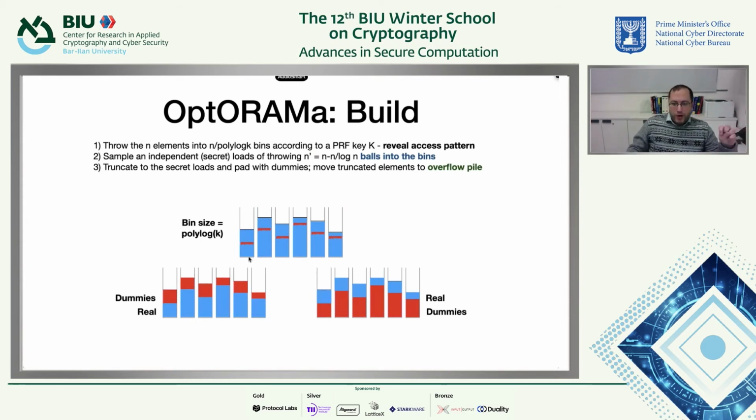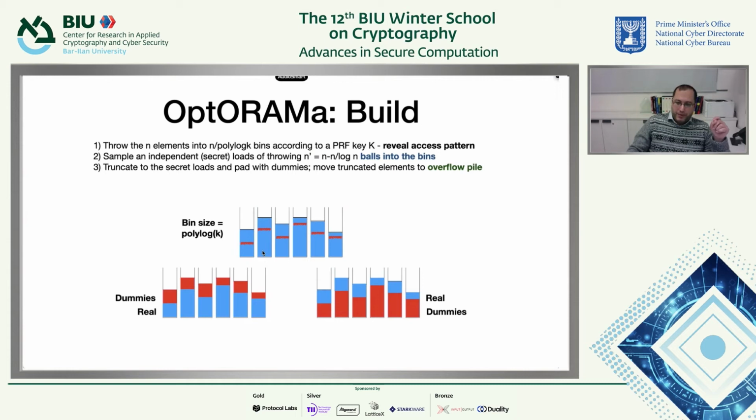One copy, I'm going to copy secretly up to the secret threshold on the left, and take all the real elements. And above the threshold, I'm going to continue with dummies. And on the right-hand side, I'm going to do exactly the opposite. I'm going to copy until the threshold with dummies, and then I'm going to write the reals. So just to say how to do it.